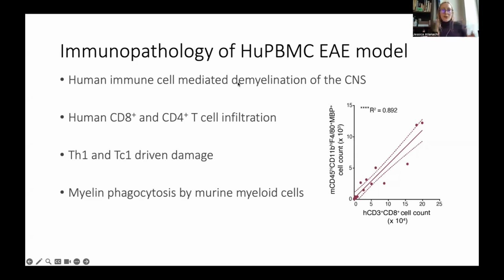So just to summarize the immunopathology of this model, and why we ended up looking at the outcomes we did, we see that human immune cells demyelinate the CNS of NSG mice when they're engrafted with PBMCs and induced with log EAE. We see that there are infiltrates composed of both human CD8 and CD4 T cells, that this seems to be very strongly Th1 and Tc1 driven, and that there is myelin phagocytosis by the murine myeloid cells that appears to be driving the demyelination that we're seeing.